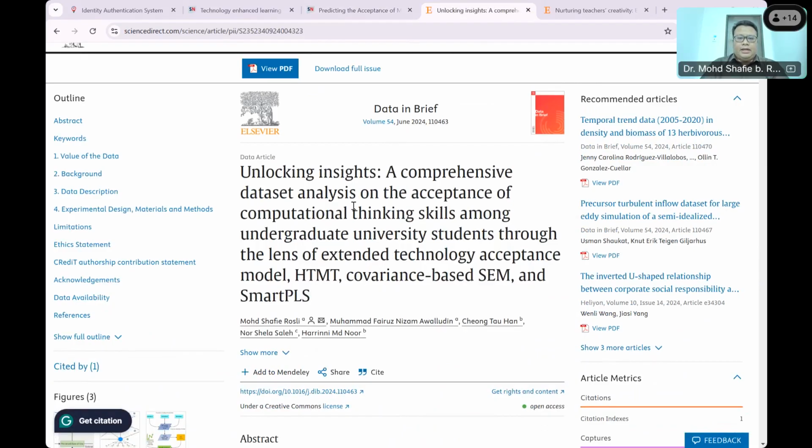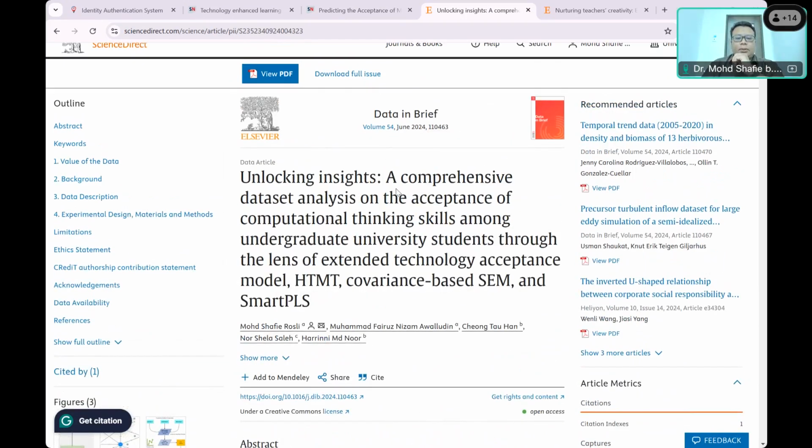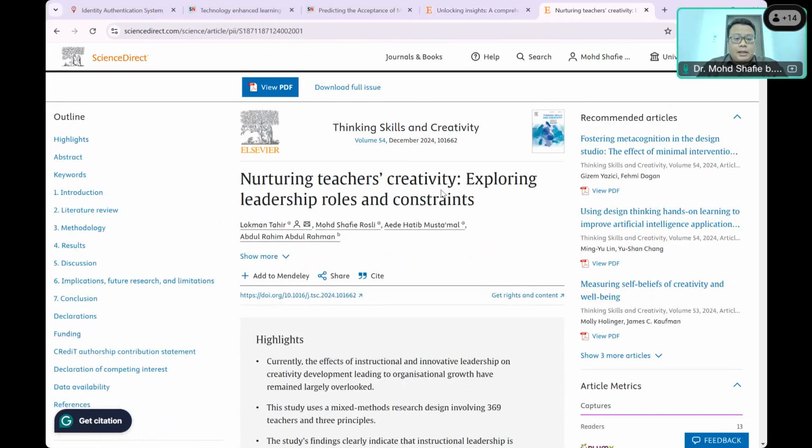Okay, yes, we are now at Scopus. So this is another article. We used a theory to understand the acceptance of a certain thinking scheme. Then we can have a model, and this model is usable after very robust testing. So we can understand what factors influence the user toward the acceptance of computational thinking scheme. Okay, then this is another Q1 paper.